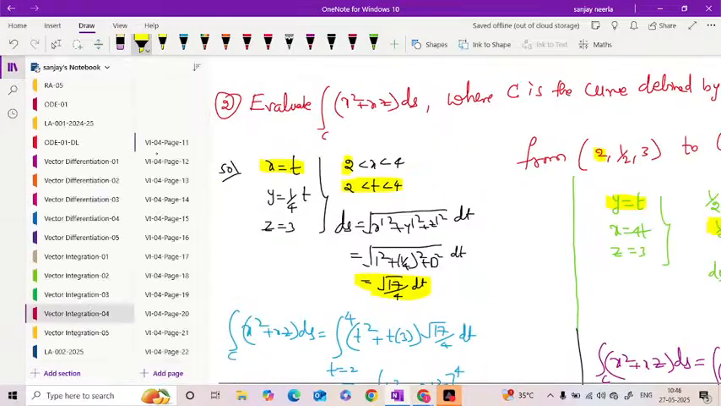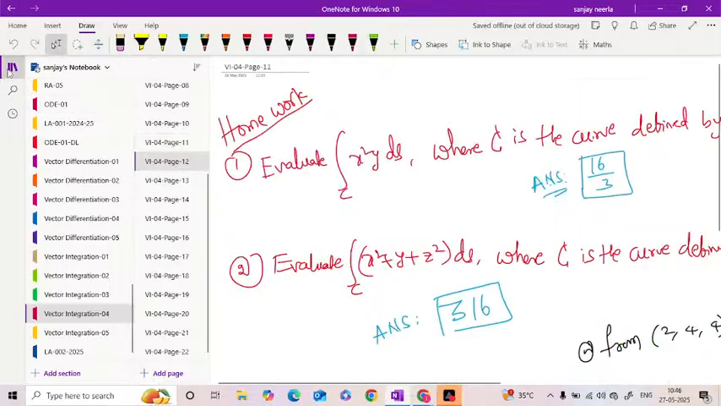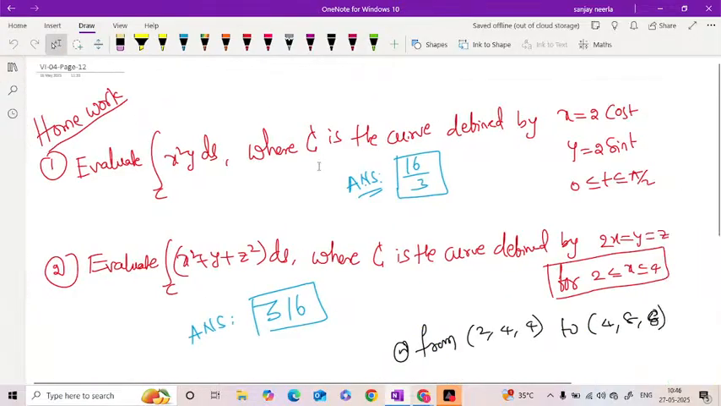Okay. And I think I have given two problems in the previous class, homework problems. The first one is x equal to 2 cos t and y equal to 2 sin t. Directly they have given the parametric form, but in the second problem they have not given the parametric form. Okay. So here you can start with x equal to t or y equal to t or z equal to t, that is your choice.